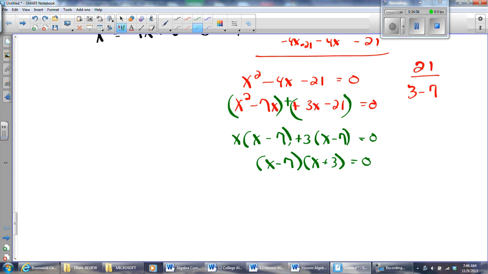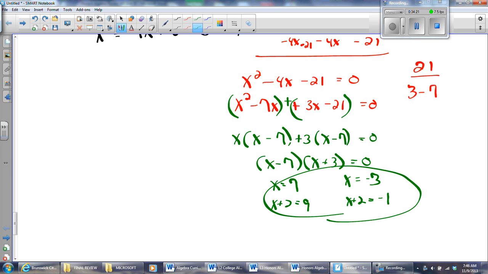Okay, so my choices are x equals 7, in which case x plus 2 must be 9, or x could equal negative 3, in which case x plus 2 would equal negative 1. So there's 2 sets of answers.